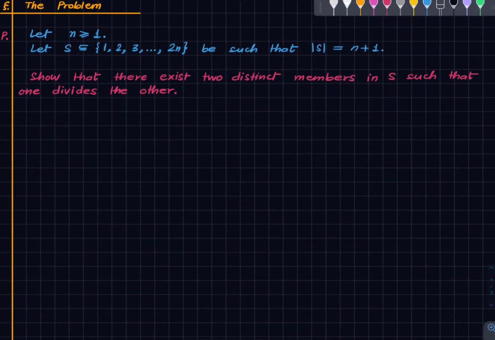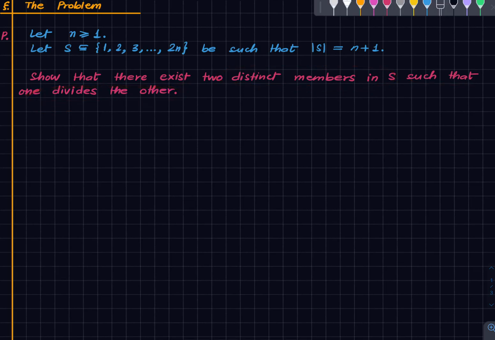Here is the problem. Fix a positive integer n and let S be a subset of the set of the first 2n natural numbers such that the size of S is n plus 1. So we have chosen more than half of the things here. We want to show that there exist two distinct members in S such that one divides the other.